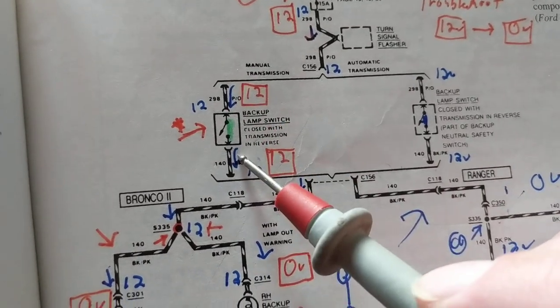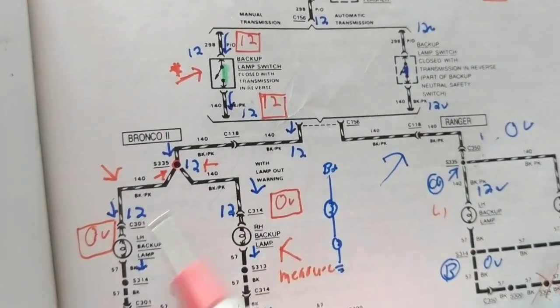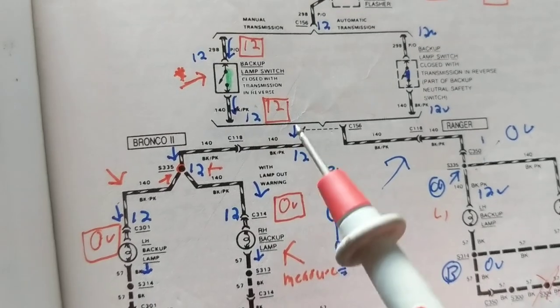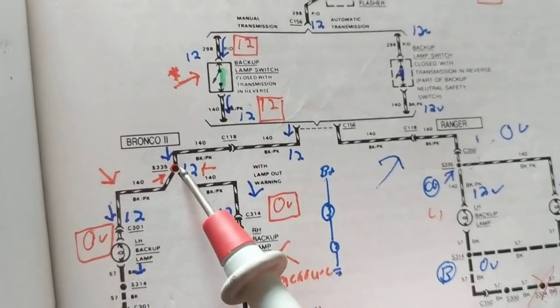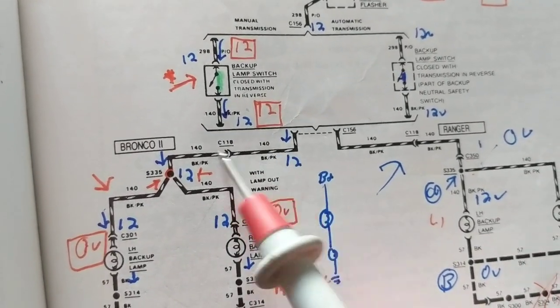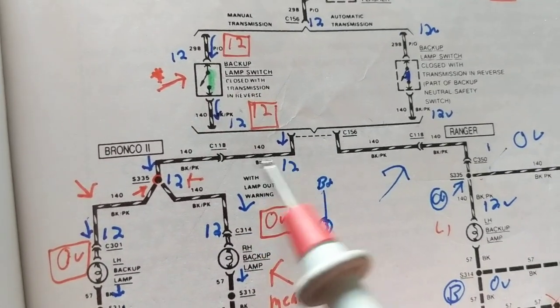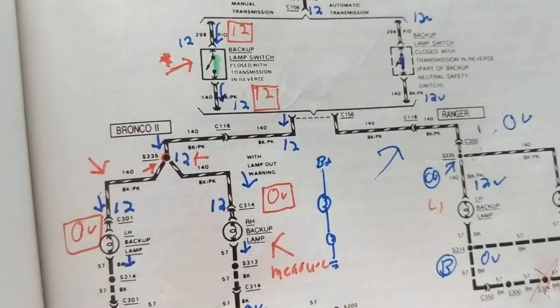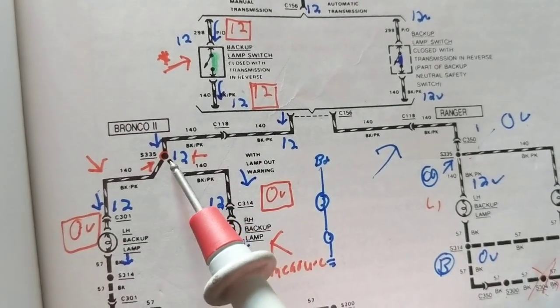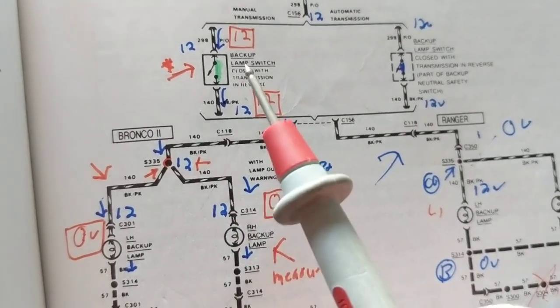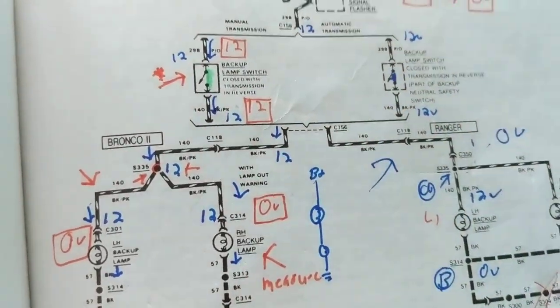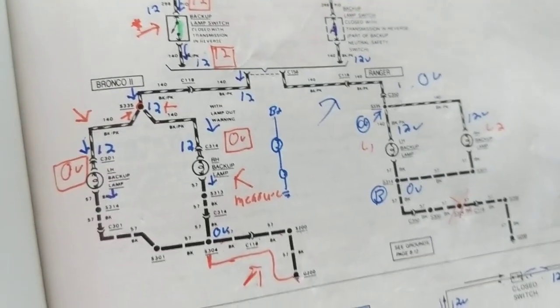Now we come over here. What would knock out both over here, from the switch to the splice? This wire. If this wire or this connector, C118, is broken, it will knock out both. Or if the splice has a problem, it will knock out both. So therefore, you always look for something common. What else can it be?